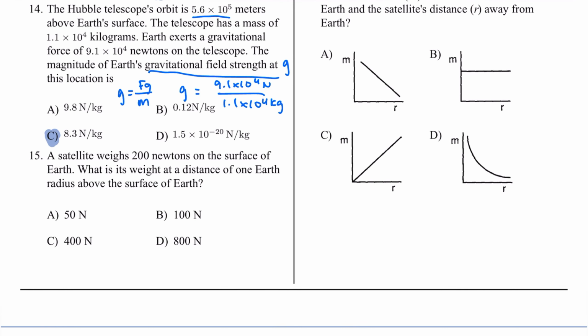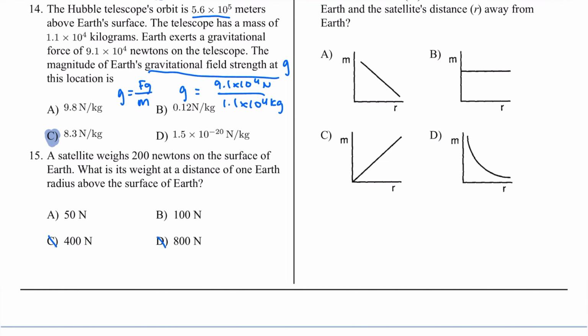15. A satellite weighs 200 newtons on the surface of Earth. What is its weight at a distance of 1 Earth radius above the surface of Earth? So first off, we're increasing the distance from Earth, so our gravitational force has to decrease. So C and D are automatically wrong.